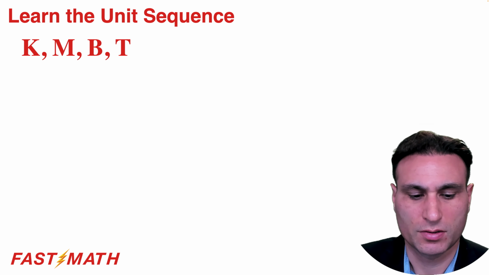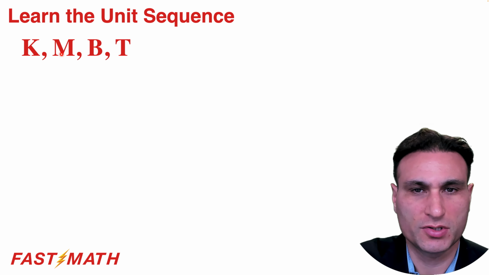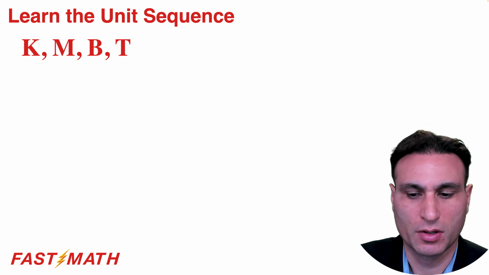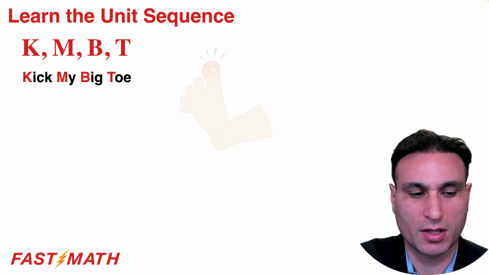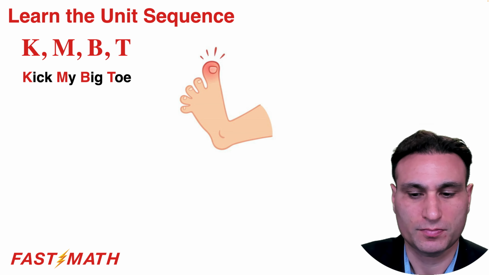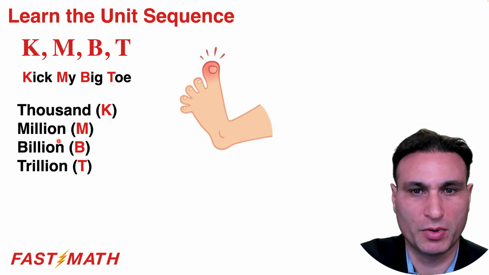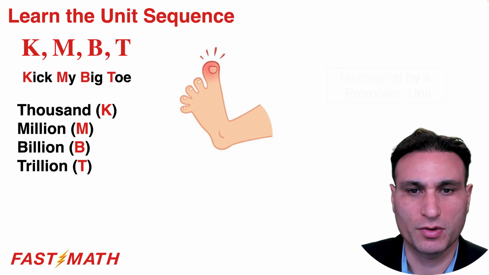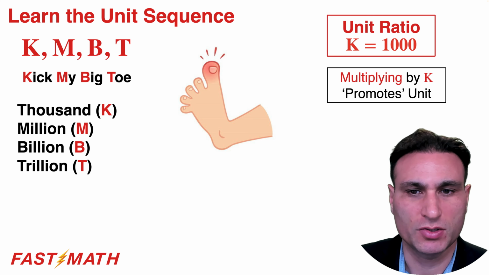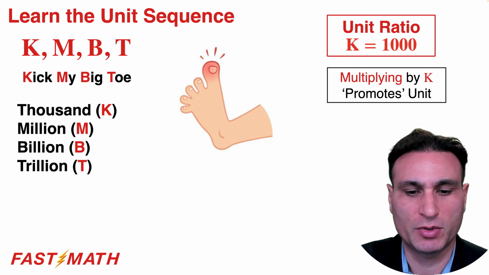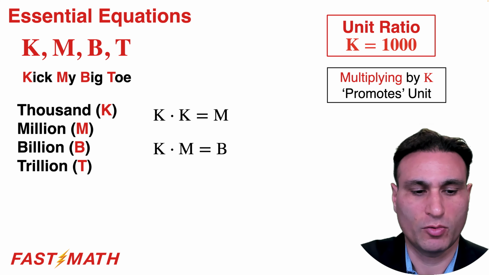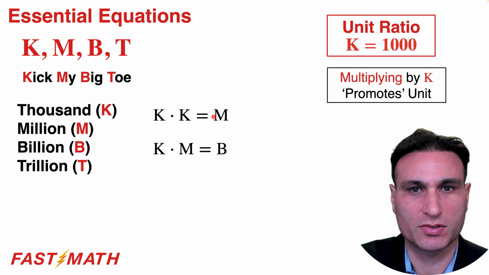Here's how to learn this. First, learn the unit sequence KMBT. Use the mnemonic kick my big toe. 1,000, million, billion, trillion. Again, K is for 1,000. Once you learn the unit sequence, multiplying by 1,000 just promotes the unit to the next larger unit because the fixed ratio between unit values is 1,000 or K. And we learned these two facts, 1,000 times 1,000 equals million, and 1,000 times million equals billion.